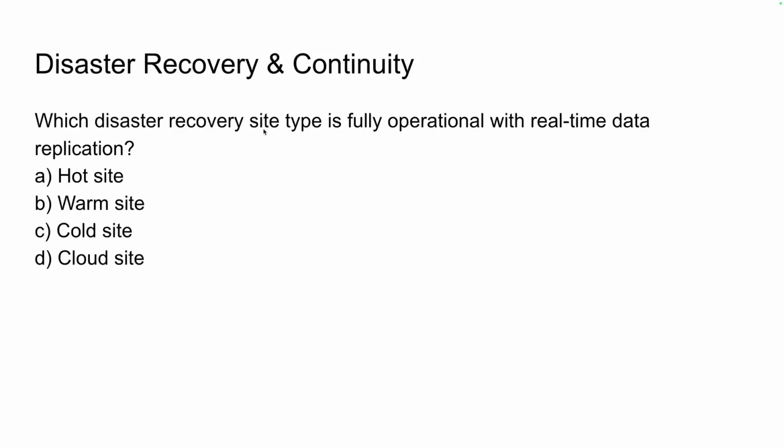Which disaster recovery site type is fully operational with real-time data replication? That would be the hot site. A cloud site, which is a new answer that we have here. Obviously, we know what cold, warm, and hot are. A cloud site technically could be a hot site, right? Because if there is real-time data replication happening, that means that most likely we're doing it in the cloud. But there is no such thing as a cloud site. Technically, it's either a hot site, warm site, or a cold site. And in this particular case, the answer is hot site.